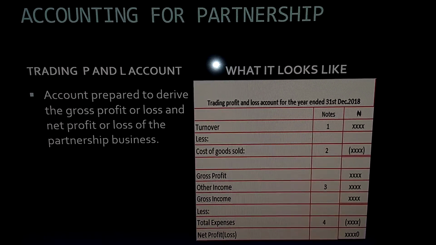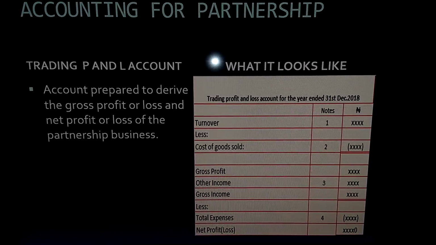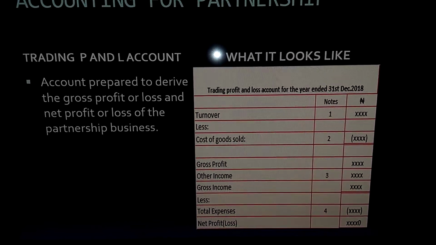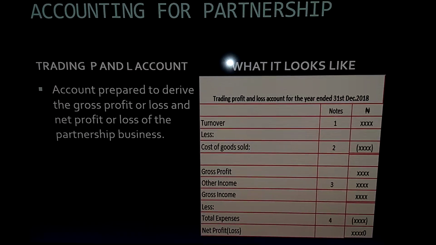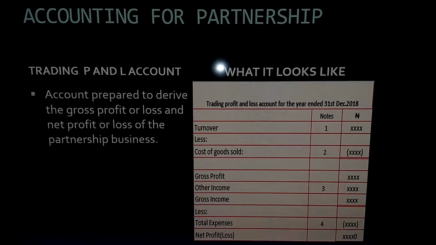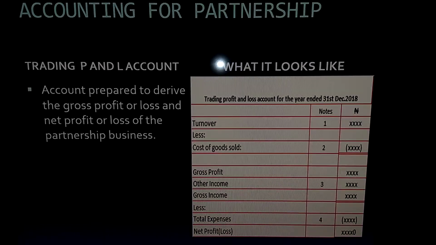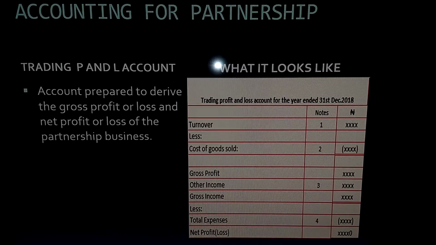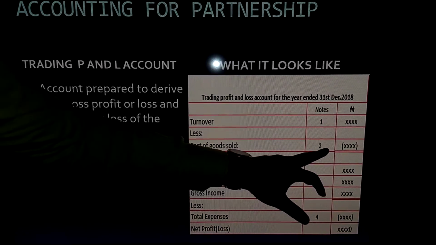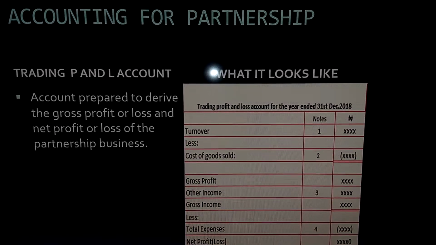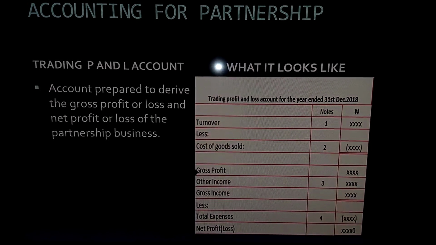Your turnover can be a function of your sales and your returns inwards. And then we have cost of goods sold. So it can be a function of your opening stock, your purchases, your carriage inward, your returns outward, and your closing stock. So we have that as a note explaining how it's been computed. You have opening stock, you add purchases, add carriage inwards, less returns outwards. That gives you your cost of goods available for sale, and then you now less your closing stock. That gives you your cost of goods sold. Note 2 will give you how you broke those items down to get the cost of goods sold. So when you take out your cost of goods sold from your turnover, you have your gross profit.